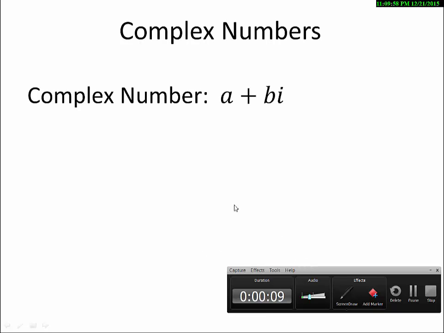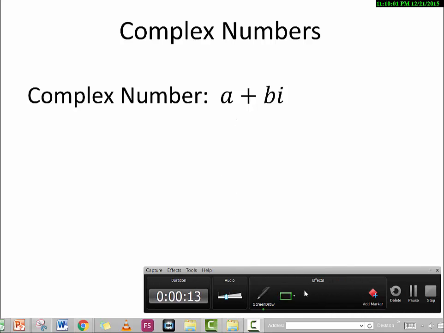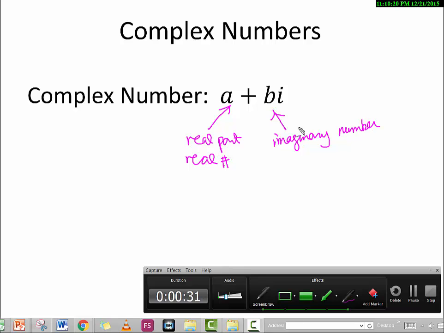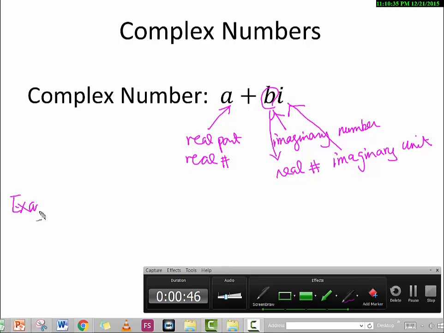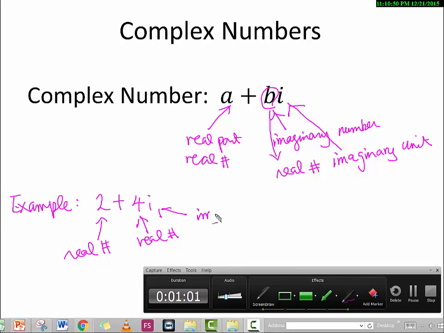Complex numbers consist of two elements. The first one is the real part, which is a here, which is a real number. And the second part is the imaginary part, which consists of two things. b itself is a real number, and i is the imaginary unit. So let me give you an example of a complex number. Say 2 plus 4i. So 2 is the real part, which is a real number. 4 is also a real number, and i is the imaginary unit.